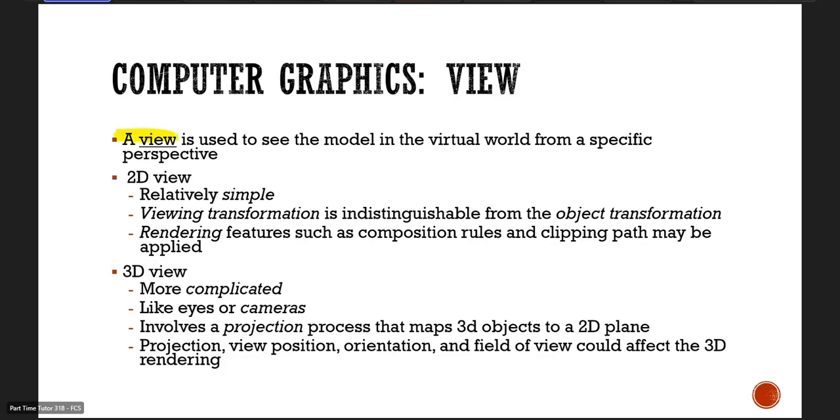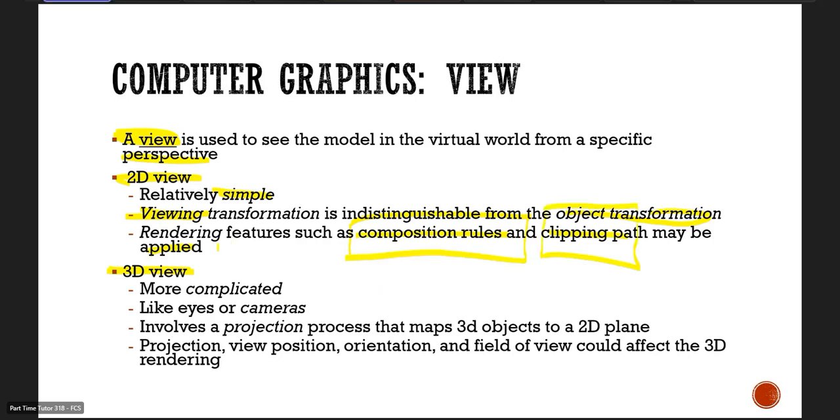Now, if we are making rendering here, we are generating the view. The view is used to see the model in the virtual world from a specific perspective. So you can have a 2D view and you can have a 3D view. The 2D view is simple, and here the viewing transformation is indistinguishable from the object transformation, because here we are talking about 2D objects. And rendering features, like composition rule, clipping, path, etc., can be applied. We'll see these in the next slide.